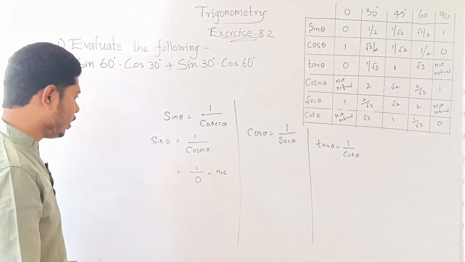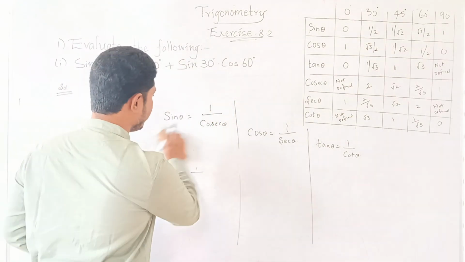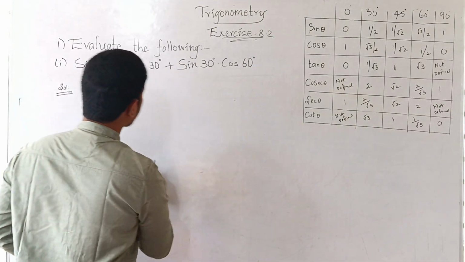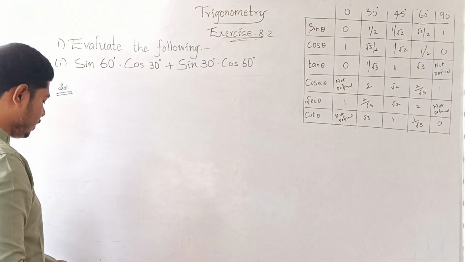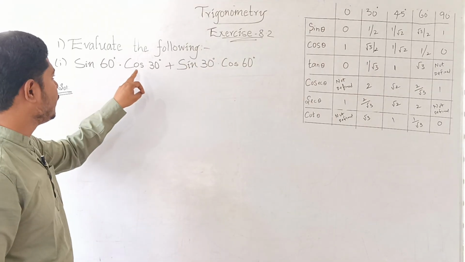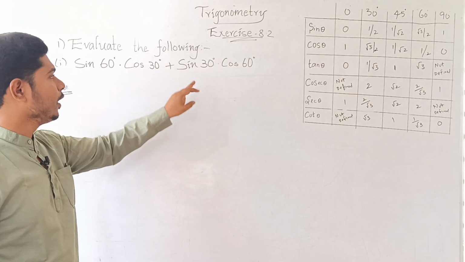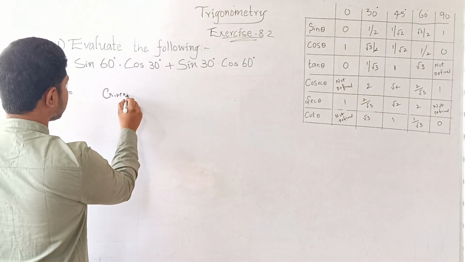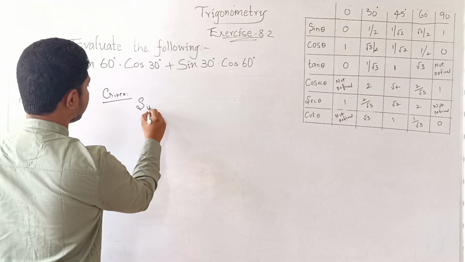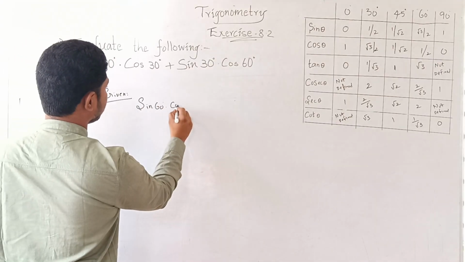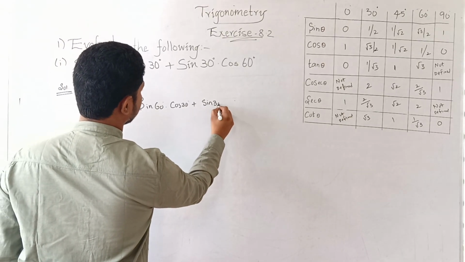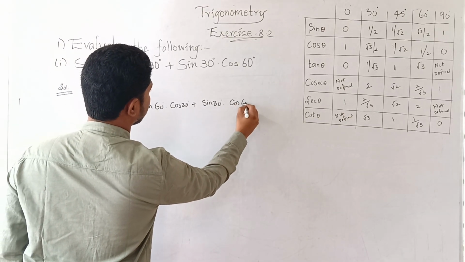Now we are going to solve the questions in the 8.2 exercise. The first question is: evaluate the following: sin 60 into cos 30 plus sin 30 into cos 60. I am going to write, given that sin 60 into cos 30 plus sin 30 into cos 60.